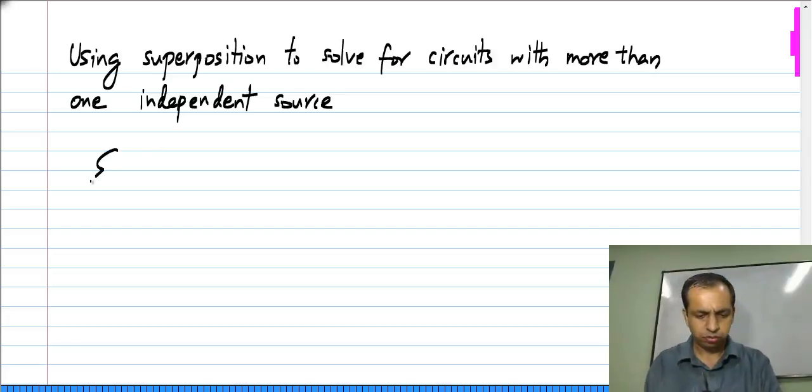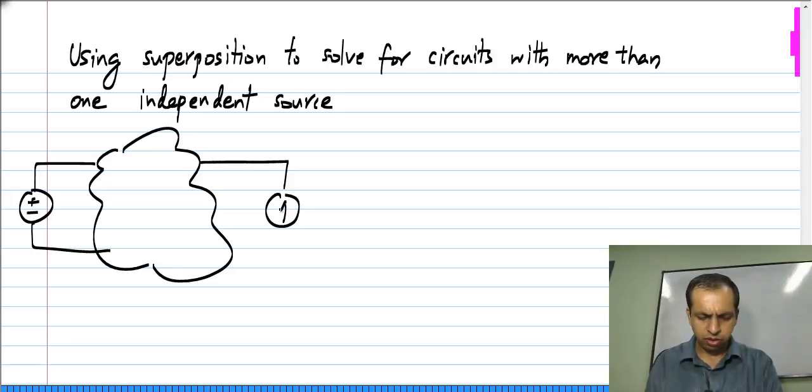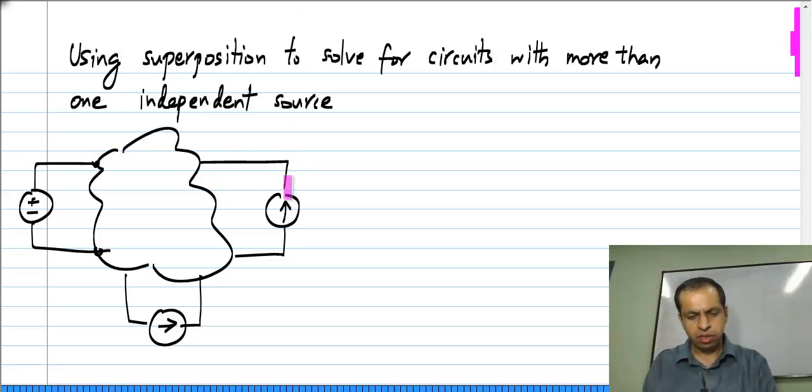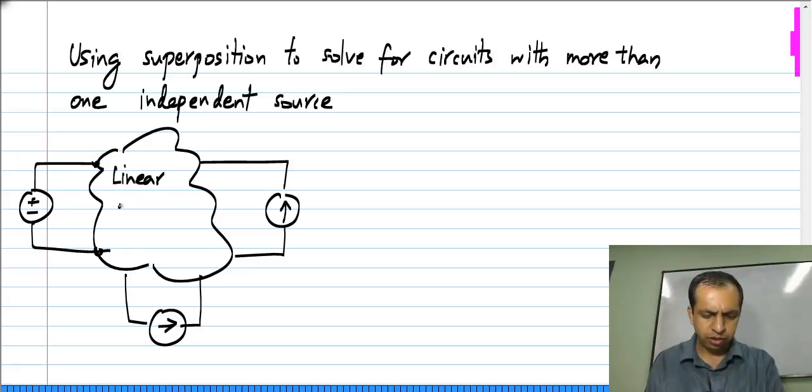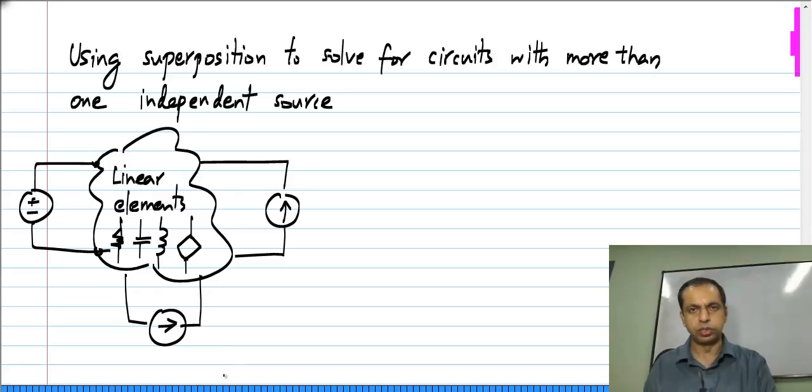Now, it turns out that when you have a circuit with multiple independent sources, let me show the circuit like this. I will show all the independent sources outside, and within the body of the circuit, we will assume we have only linear elements. Now, the linear elements are resistor, capacitor, inductor and also controlled sources.